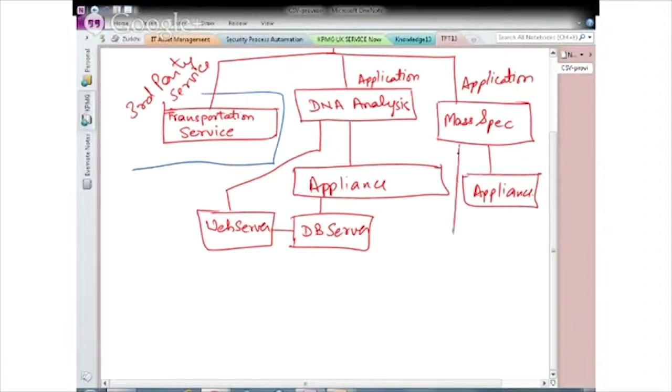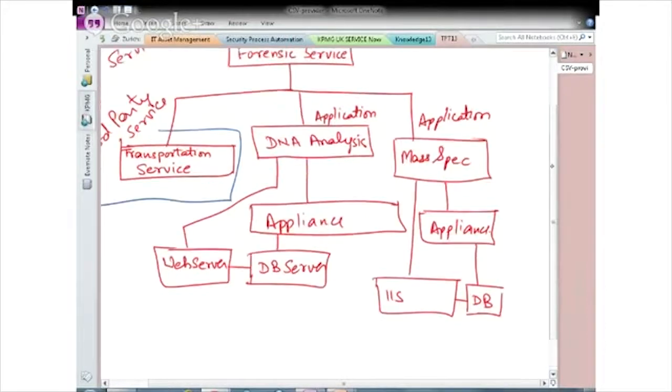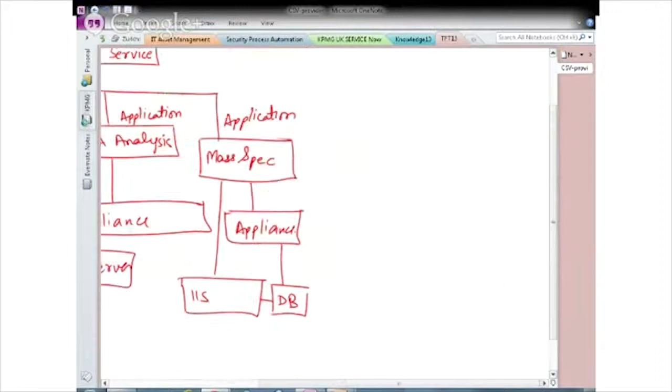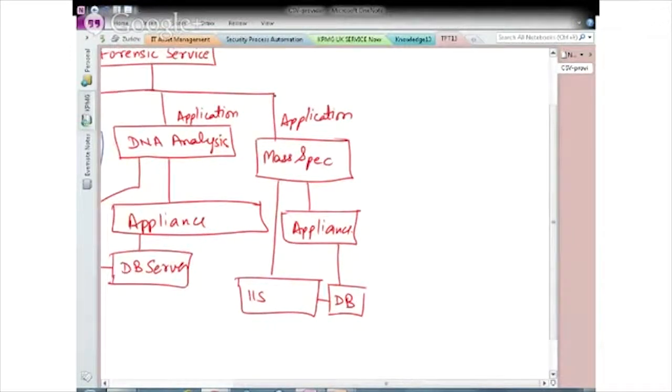Same way with the mass spectrometer, there is a web server. I'm just going to put an IIS there. I don't even know if it uses IIS, but I'm going to put an IIS. An appliance that talks to a database of all possible samples of things that you can analyze using mass spectrometer. Now, by doing this exercise, I'm not going to go much in detail with this. I'll keep it at a high level. So actually, I've attempted to make one small addition, because this was the most interesting part of the discussion, I thought, for the last time presentation.